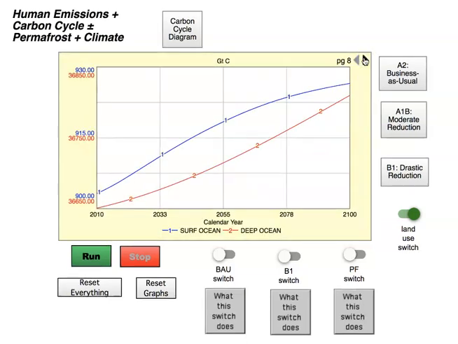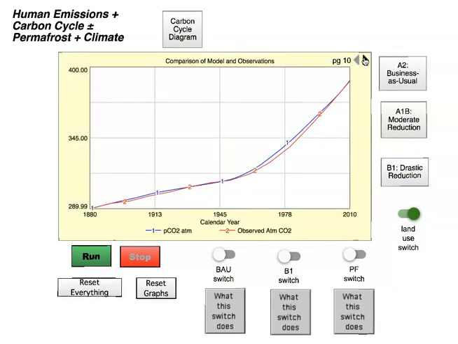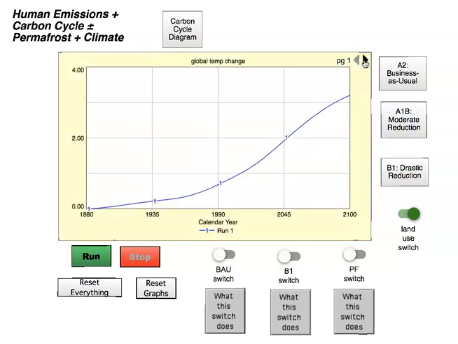This shows you surface and deep ocean. This shows you how much carbon we put in from fossil fuel burning. And this, again, shows you the comparison between the real data in red, the observed data, and the model that we ran here.